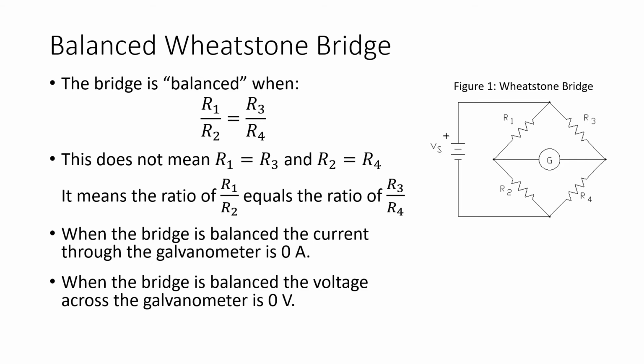Now, the balance condition is important because when the bridge is balanced, there's no current through the galvanometer. And when there's no current, the voltage across the galvanometer is 0 volts.